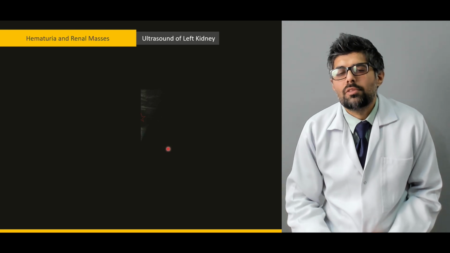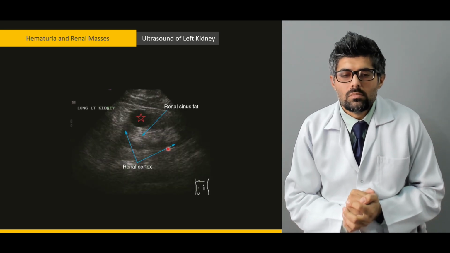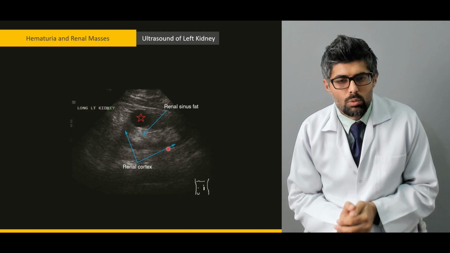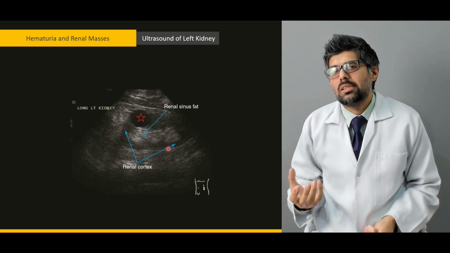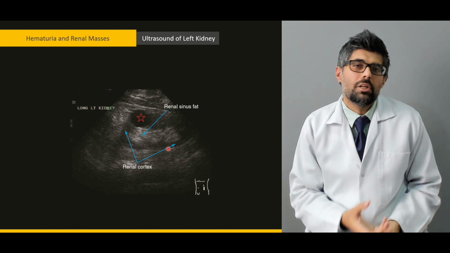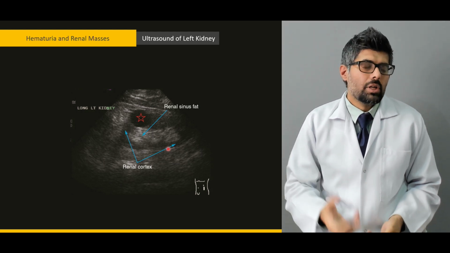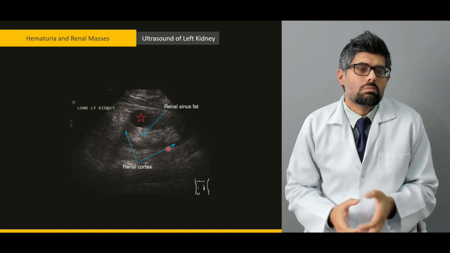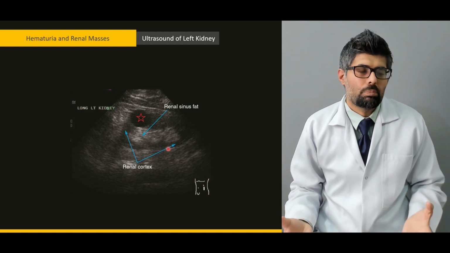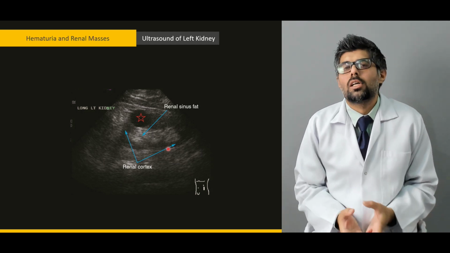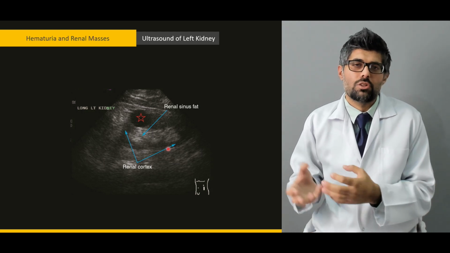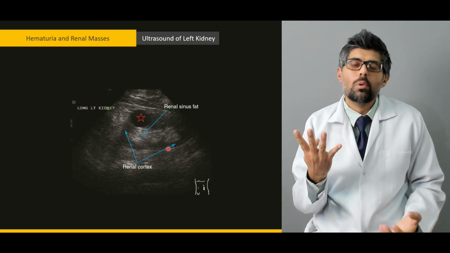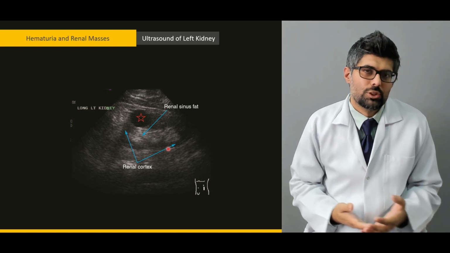Next, we have the kidney ultrasound. One of the most common renal masses is a renal cyst. Now, renal cysts are either simple or complex, and they are usually classified on a system called the Bosniak classification system. There are 4 levels to the Bosniak classification system.